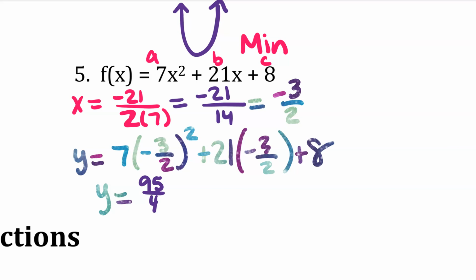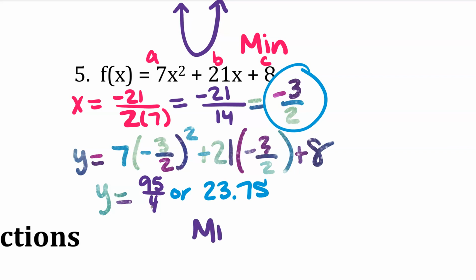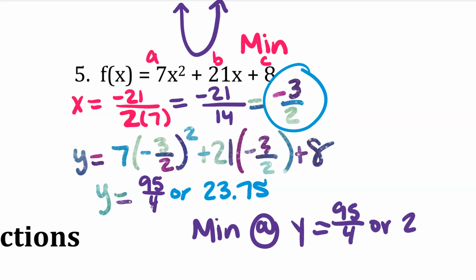So if you did it as a decimal, that's fine. If you changed this to 1.5, that's also okay, and then added it up, then you would have gotten, I don't know what that is. Let me do it in my calculator. 23.75. Either one is fine. So then you would say minimum at y equals 95 over 4, or 23.75.